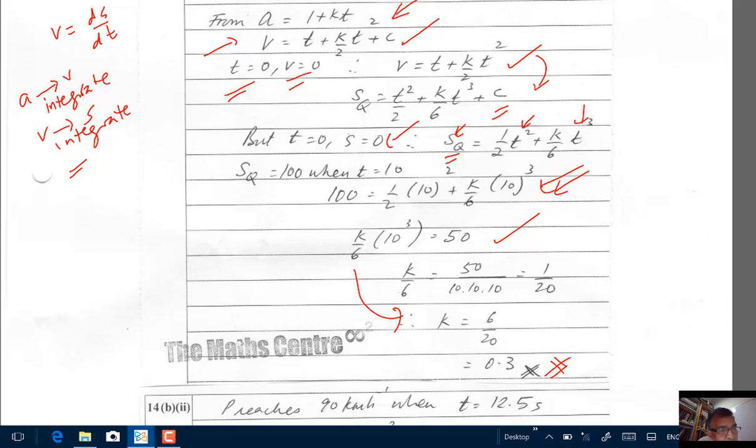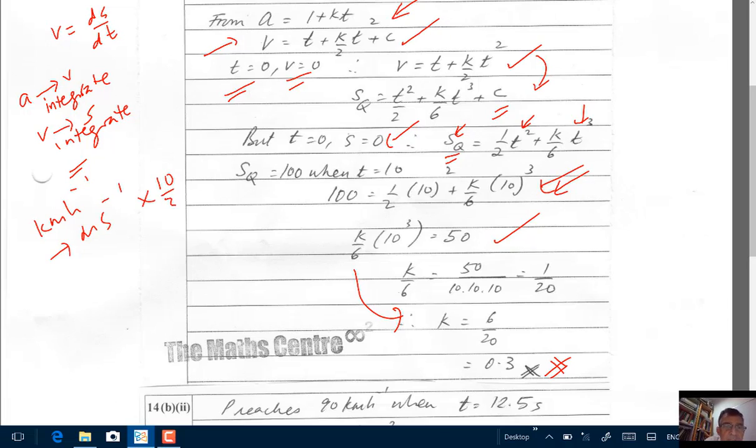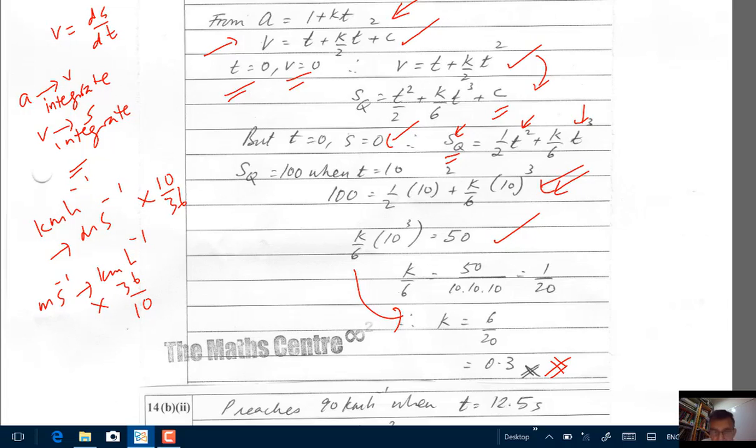Let's finish the problem. In part 2, you're asked to show that at the time when P reaches 90 km per hour, Q is traveling at a speed just less than 130 km per hour. This is not difficult except that you have units, so be a bit careful with it. From kilometer per hour to meter per second, you multiply by 10 over 36. From meter per second to kilometer per hour, you multiply by 36 over 10.